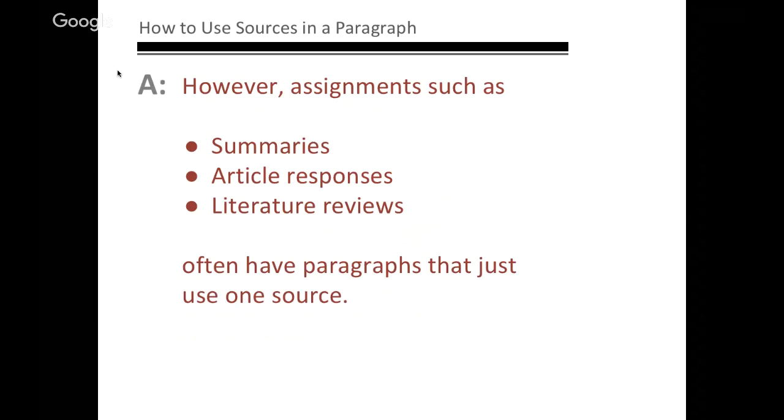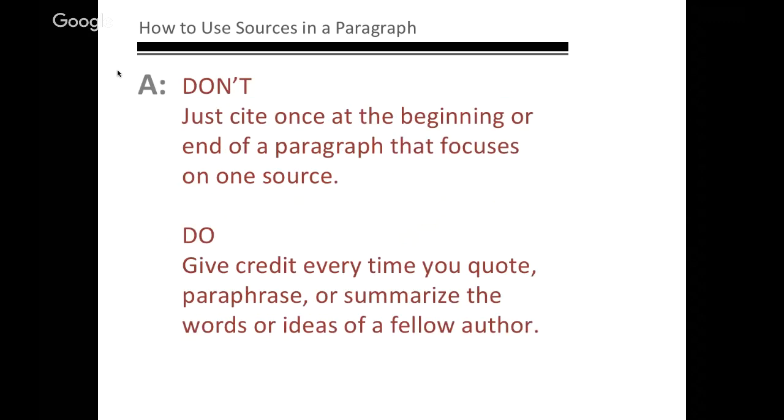In addition, you'll be showing the reader that you've researched the topic thoroughly, rather than just reading one article or study. However, there will be times when your entire paragraph focuses on one source. In an article summary or analysis, or a literature review, for example, this situation is expected. Often, writers assume that if they mention or cite the source at the very beginning or very end of this kind of paragraph, that is enough. And it isn't. You need to give credit to your source every time you quote, summarize, or paraphrase it, and you'll likely have citations throughout the paragraph.